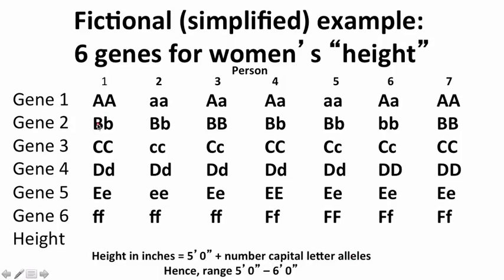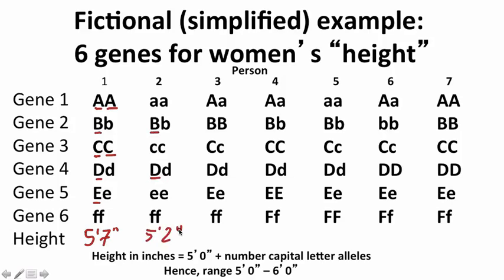Let's just count the number of capital letter alleles. For the first gene we have 2. Second gene we have 1. Third we have 2. Fourth we have 1. Fifth we have 1. So you're 5 foot 0, 5 foot 1, 2, 3, 4, 5, 6, 7. So this individual would be 5 feet 7 inches tall. The next one has 2 capital letter alleles, the B and the D, so this individual might be 5 foot 2 inches.